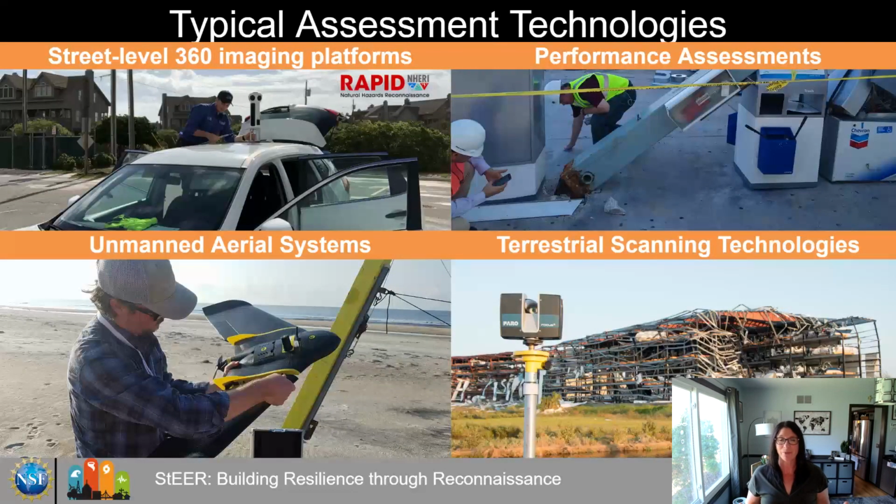As we conduct these assessments, we will progressively engage different technologies. Level 2 makes heavy use of street-level panoramic imaging platforms, but we will also complement that with performance assessments using our Fulcrum mobile app and possibly with unmanned aerial systems. By the time we get to level 3, we may even employ additional advanced scanning technologies.